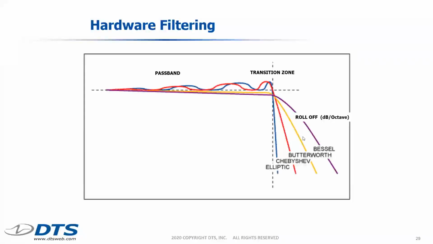By far the most common filter type we use is a Butterworth low-pass filter, depicted in the yellow line, that has a pass band where we basically don't affect the amplitude of the signal from DC to some cutoff frequency. And then we have a roll-off zone where the signals are filtered out or attenuated.